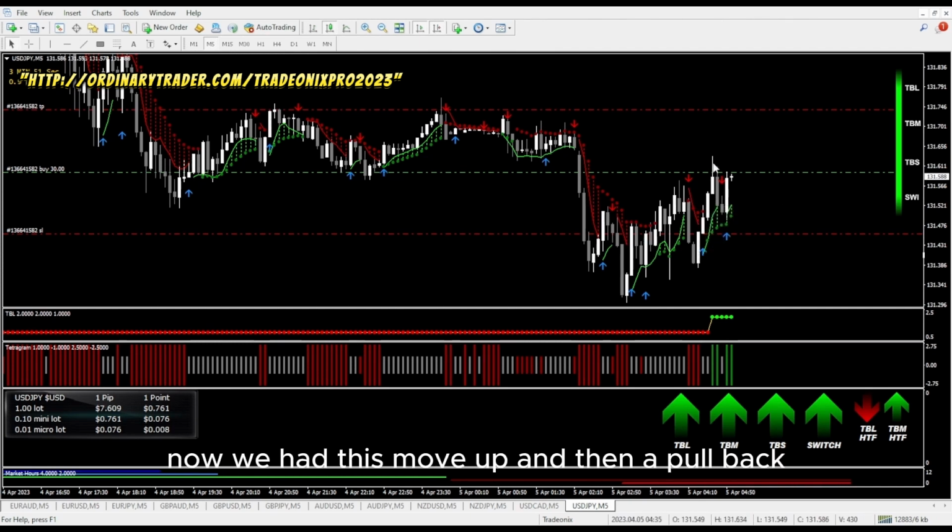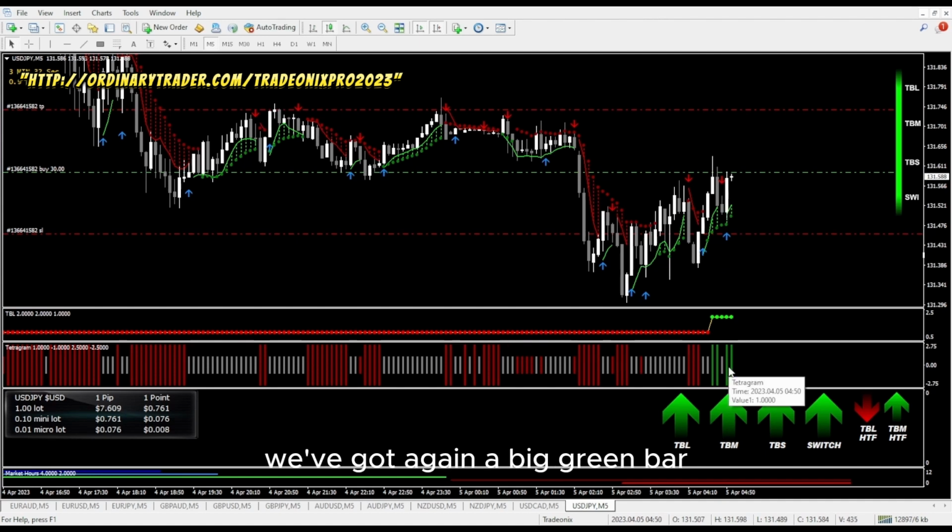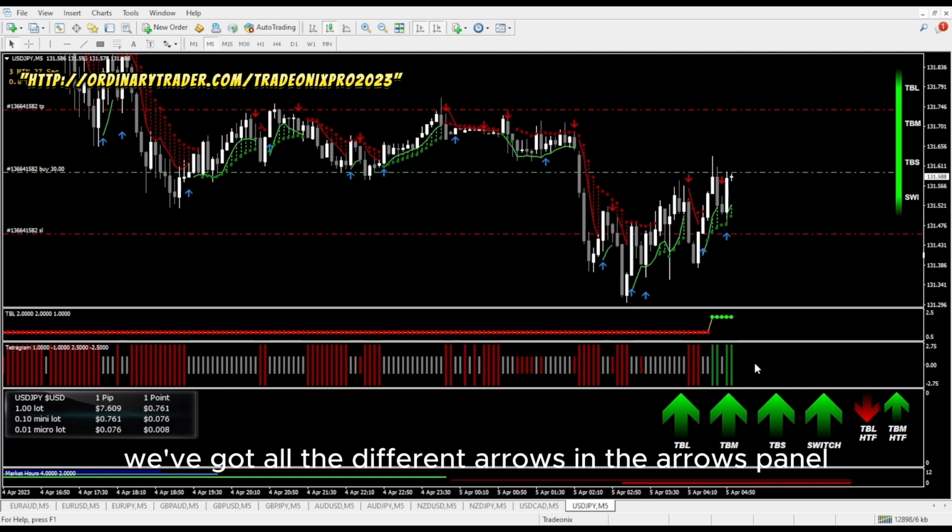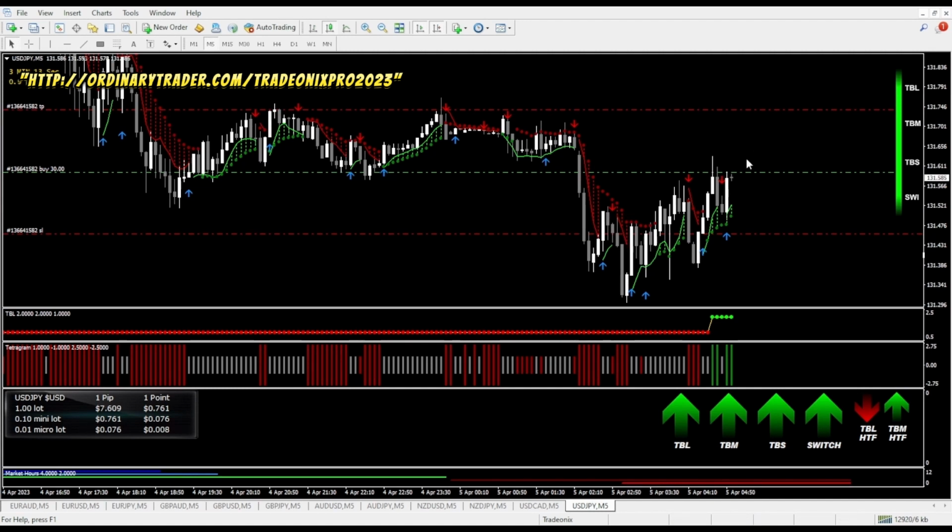Now we had this move up and then a pullback, and that pullback turned the tetragram bars from the big green bars to a small gray bar. And on this bigger white candle, we've got again a big green bar. Now with that big green bar, we've got all the different arrows in the arrows panel. These big arrows here are pointing up. We have all the criteria met for a long trade. So we are in this long trade, and I'm going to record this video as this trade plays out. And when we win this trade, I will be back.